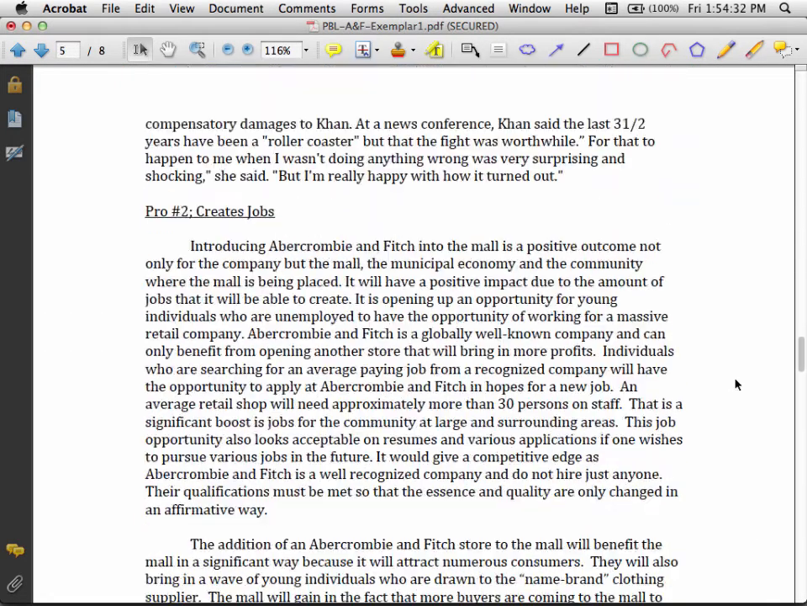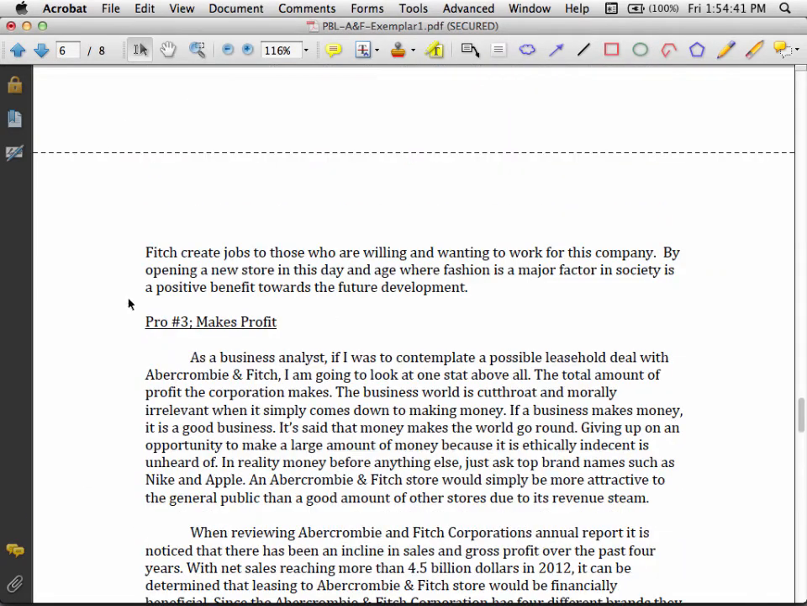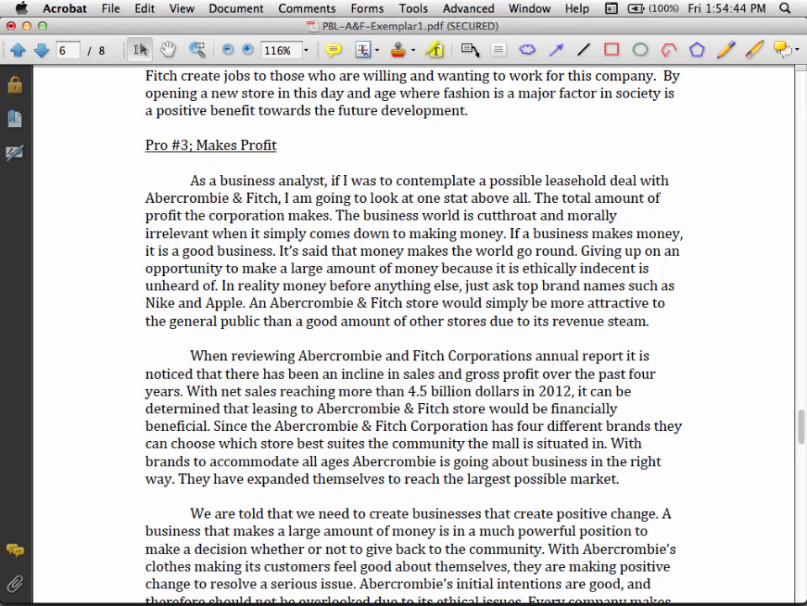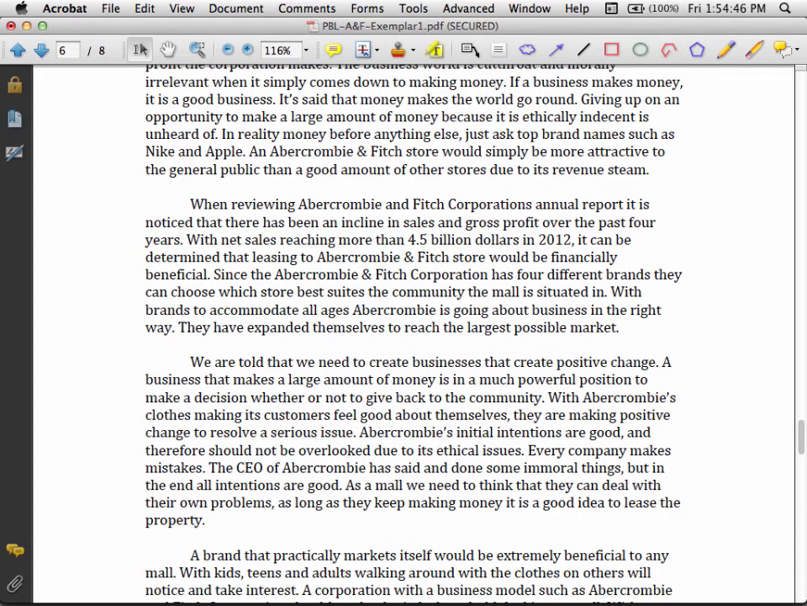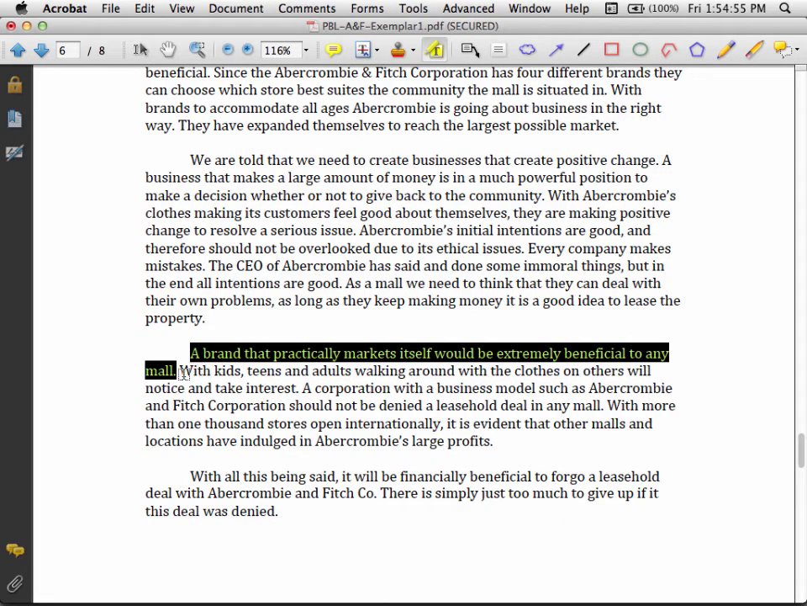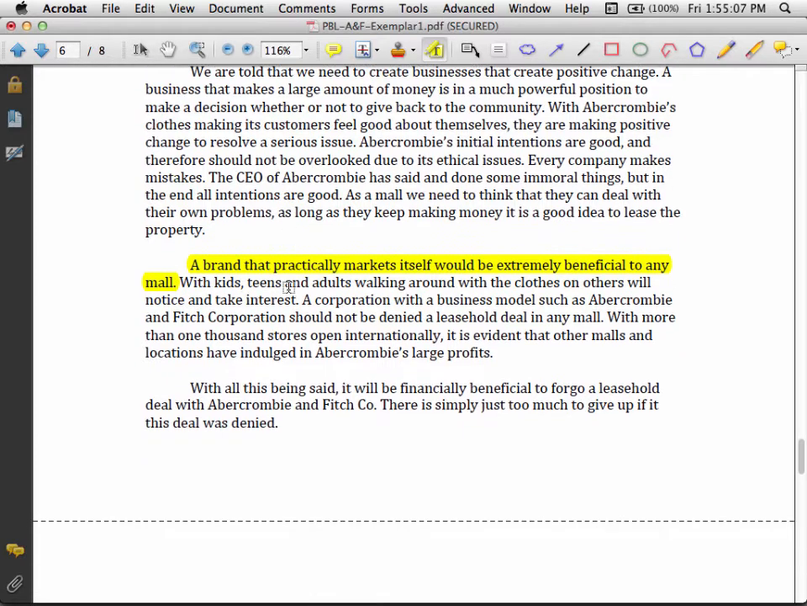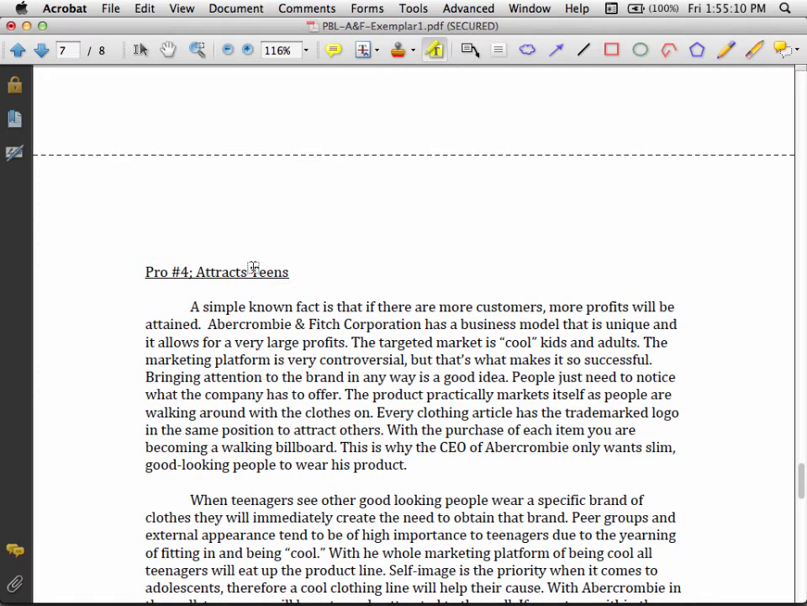Moving along, again, you can read this on your own. And they've set it up, pros and cons. So here's another pro, and we had some cons above. Here's another pro. Bottom of page 6. What are we told about Abercrombie & Fitch? "A brand that practically markets itself would be extremely beneficial to any mall." How does this brand practically market itself? Where is the evidence? Where is the information? Right? Pro, number 4, attracts teens.